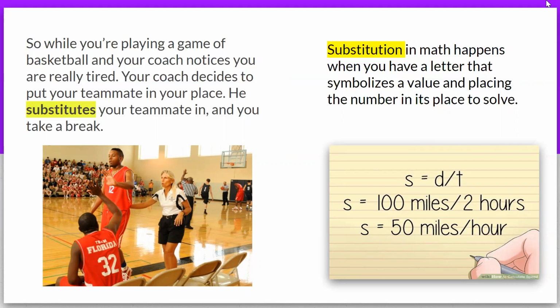And let's read the caption on the left. While you're playing a game of basketball, your coach notices you're really tired. Dog tired, tongue out, I need water, I have the noodle legs, I'm ready to have a seat, right? You want someone to take your place. So your coach decides to put your teammate in your place. You're going to take a seat on this bench here, and your teammate's going to come in and take your place. So he substitutes your teammate in, and you take your break.